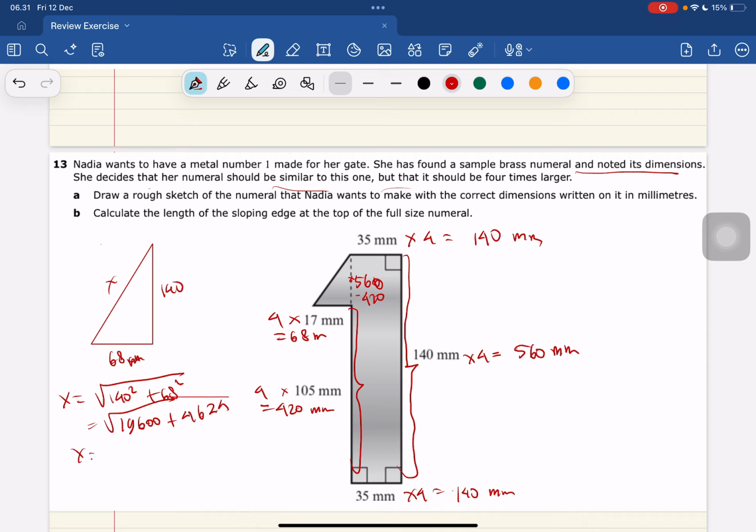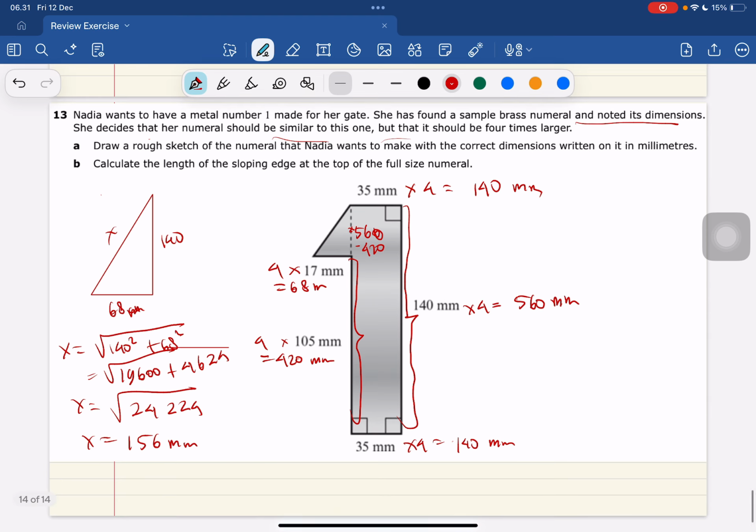Adding them, this is the square root of 24,224. So x is 156 millimeters. Okay, there it is. Thank you.